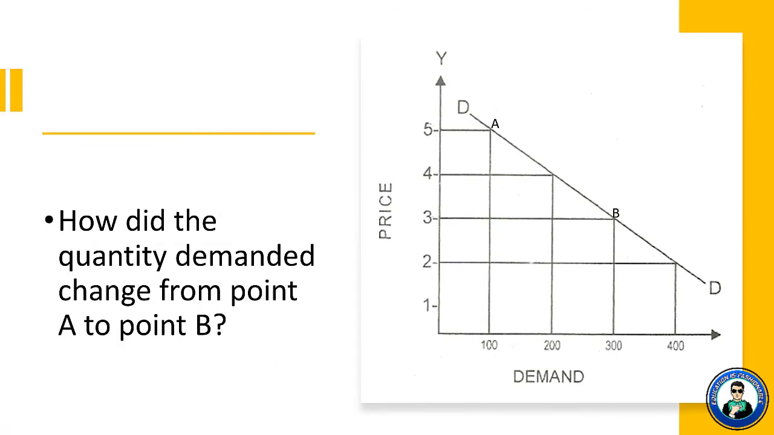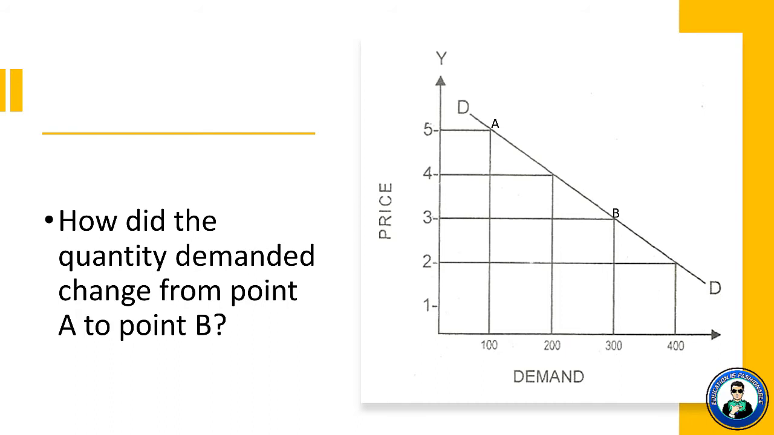How did the quantity demanded change from point A to point B? Well, let's take a look. At $5 is where point A is, and we go down and there's 100. That's the quantity demanded. Okay, point B, it's $3, and we go ahead and see that there's a quantity of 300. So as the price dropped by $2, the quantity demanded goes up by 200. Okay, so that's the law of demand again. Price dropped, quantity demanded increased.